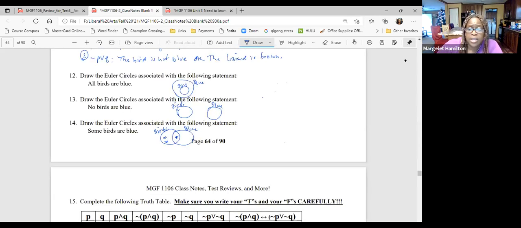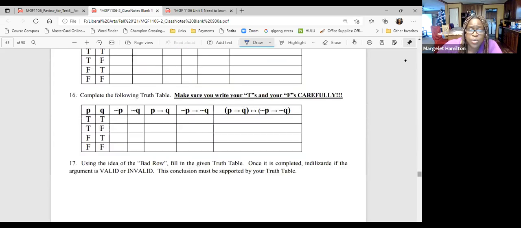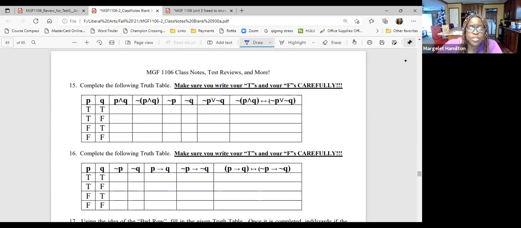All right. So now let's see what we're going to do about our truth tables. Okay, so now you're going to be given some truth tables. Now in the homework, you know about our truth tables, and you have the little pull down menus to put your T's and your F's in there.